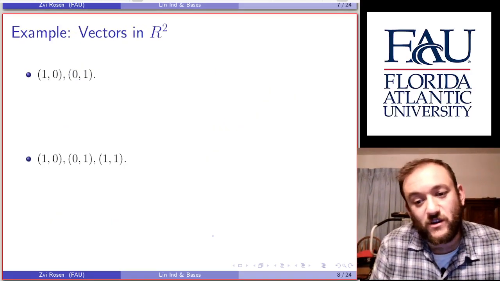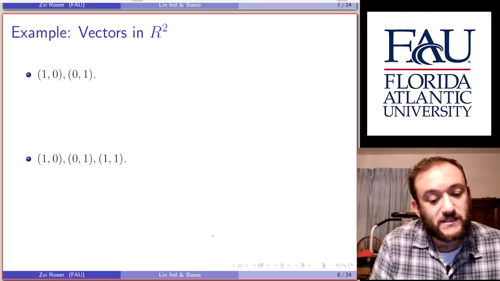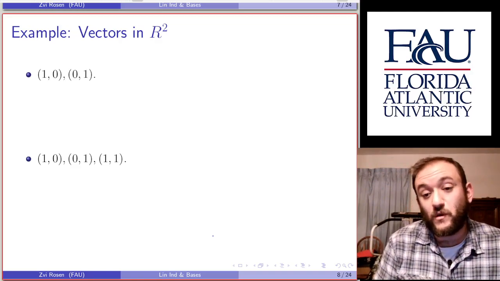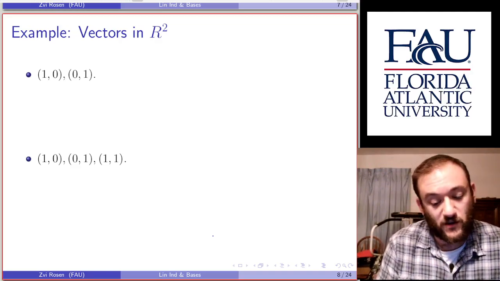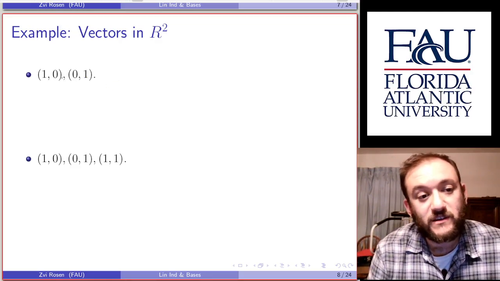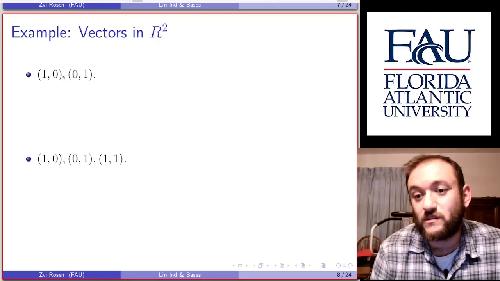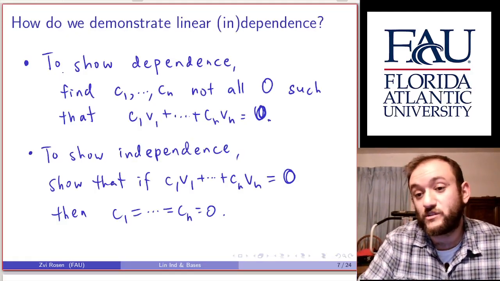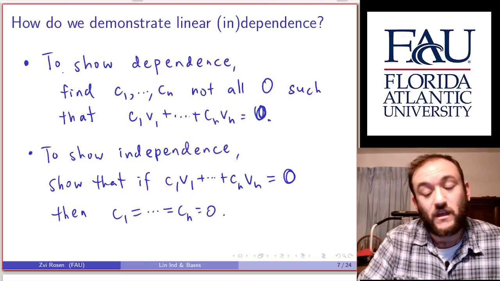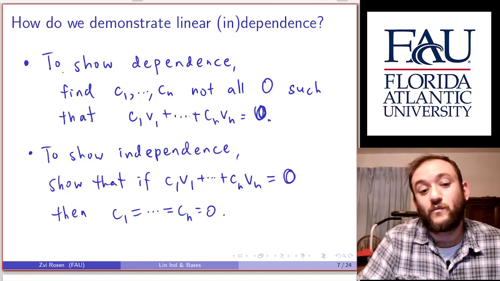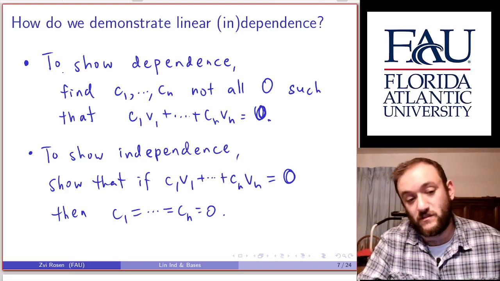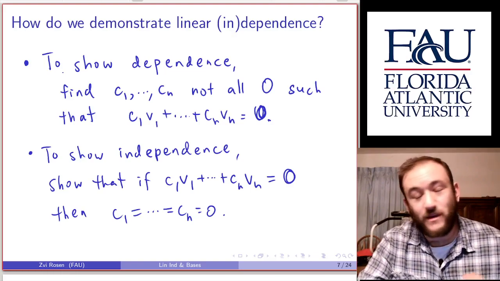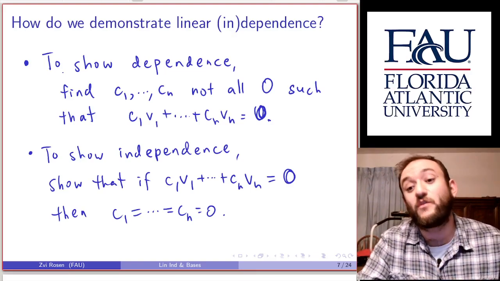We'll start with some vectors in R2. Let's look at the vectors (1, 0) and (0, 1). This was our ingredient list from earlier. Now we're curious, are these independent or dependent? So looking back, if we wanted to show they're dependent, we want to combine them in a non-trivial way to find 0. If we want to show it's independent, we want to show that any combination which is equal to 0 must be trivial.